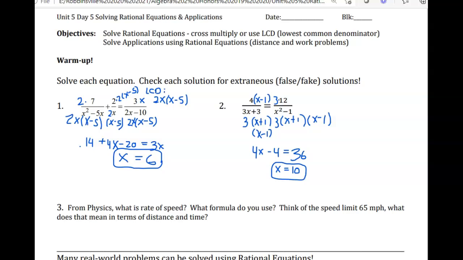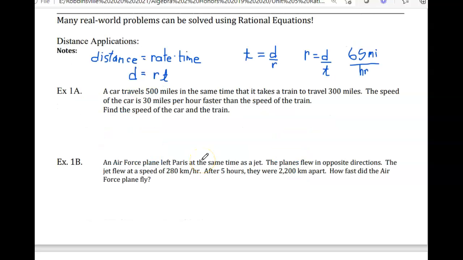And then question 3 from physics: what is rate of speed? Well, the rate of speed is the distance divided by time, just like 65 miles divided by 1 hour. Okay, so you may remember from driver's ed, you did this in physics, and you also did it in Algebra 1, but distance is equal to rate times time. So these are the only notes today here and when we do work problems.